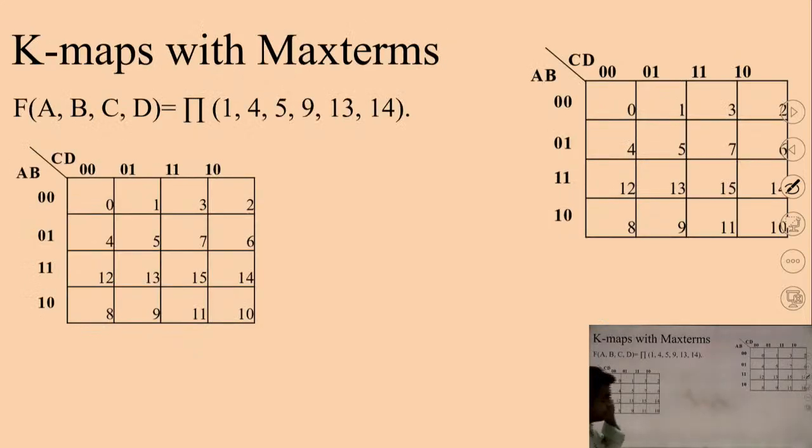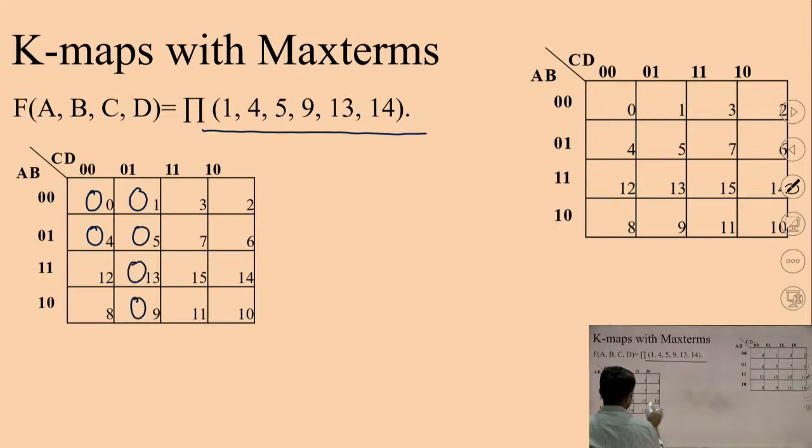K-maps with max terms. So now this is interesting. What is the difference between the K-map with min terms or K-map with max terms? 1, 4, 5, 9, 13, 14, these are the max terms. Now that means these are the locations in the truth table where output is low. That means their output is 0. So instead of feeding ones in the K-map, I will be feeding zeros in the K-map. 0, 1, 4, 5, 9, 13 and 14. Okay. So these are the zeros which have been entered in the K-map.